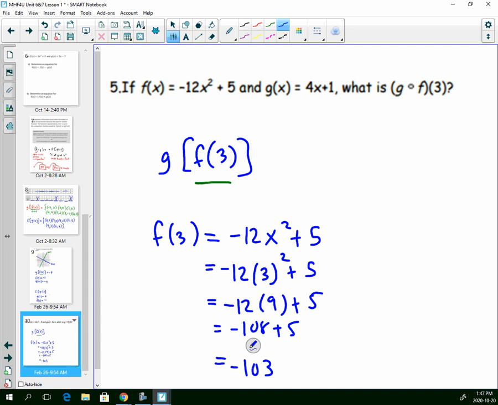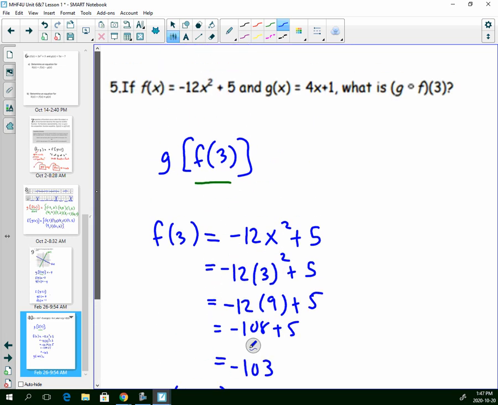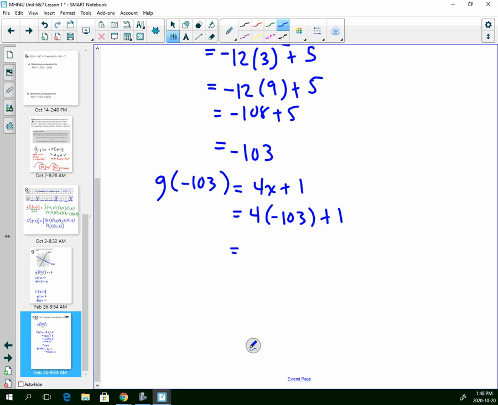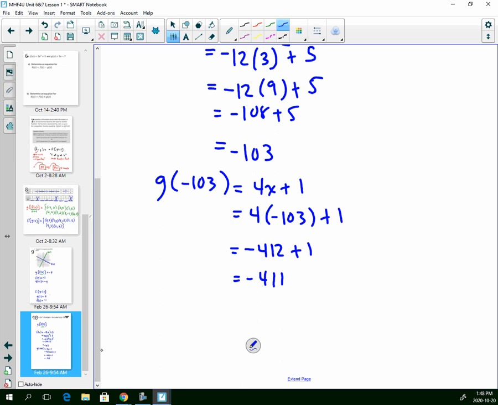And then that output becomes the input for the next function, which is g of x. And that's going to go into the equation for x plus 1. Okay, so I just multiply, what's that, -412 plus 1 is -411. So ordered pairs, graphs, and equations, it's the same process. Do the inside one first, and then that goes into the outside function. Okay, let's see if we have an equation.